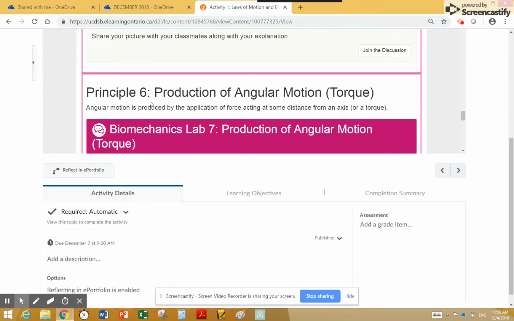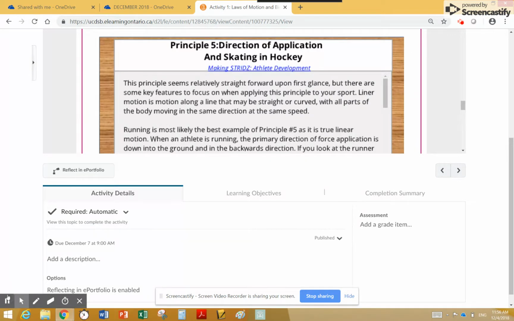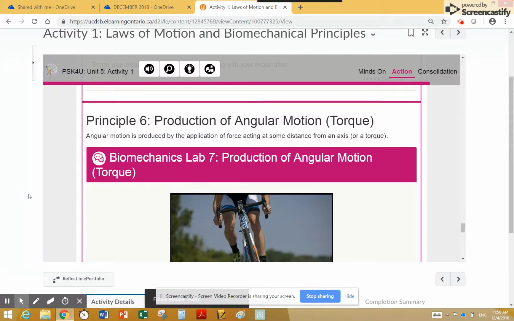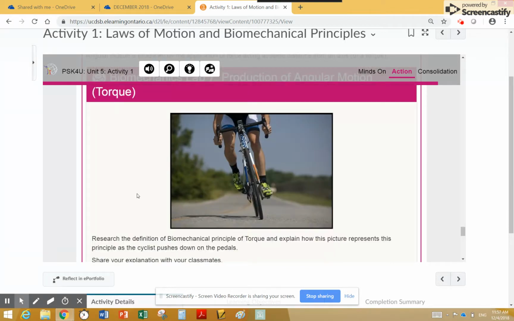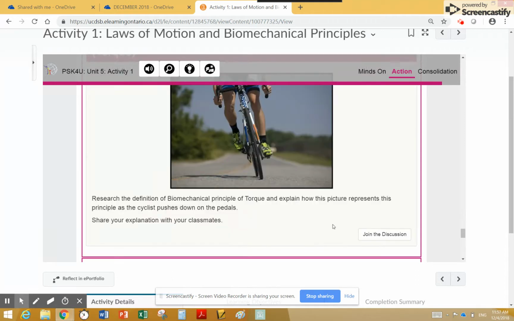Principle number 6, production of angular motion or torque. The idea here is that angular motion is produced, and it's acting some distance from an axis. So it's important that you take those words in. Again, it's got the illustration of a person pushing on a pedal. The pedal has a piece of metal that joins it to the gear piece, which then ends up turning. So that's the idea of the forces being applied at some distance from an axis, because your axis is where that pedal attaches to the gear. So you'll work through that.